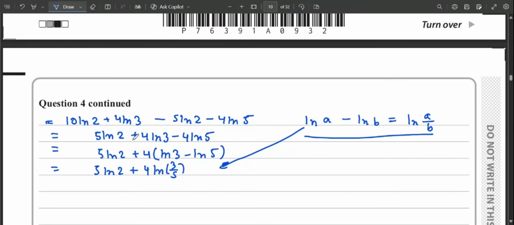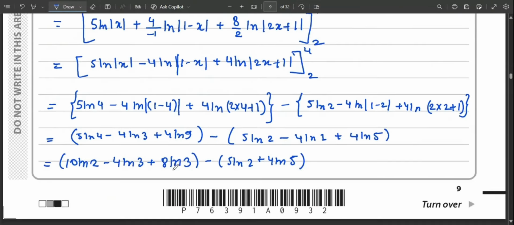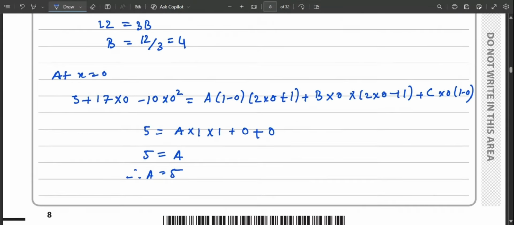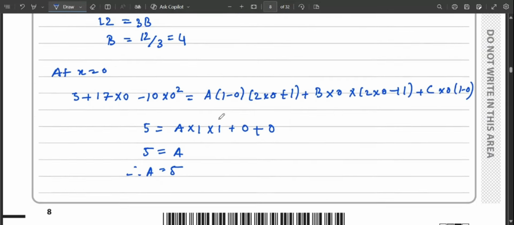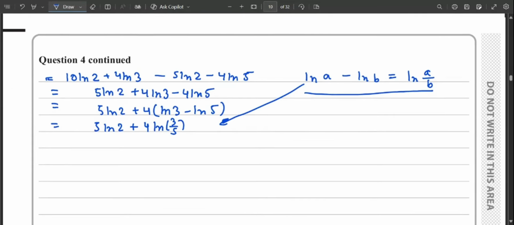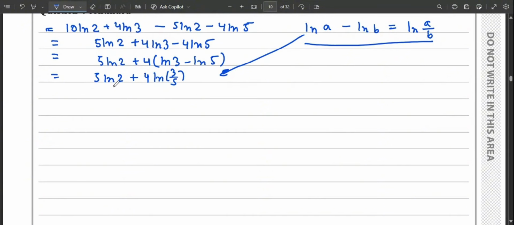So ultimately we can see that we have this expression as our answer to part B. We had to write our answer in the form p ln 2 plus q ln 3 by 5, and we have written this in this form.